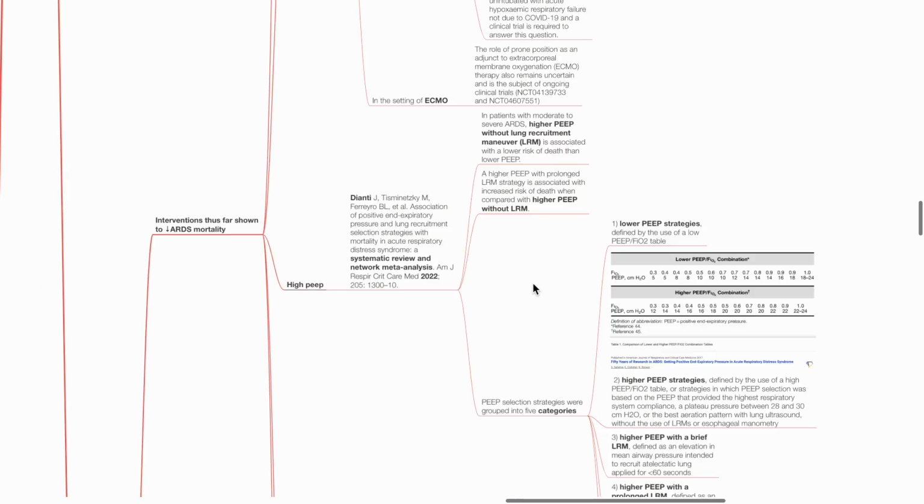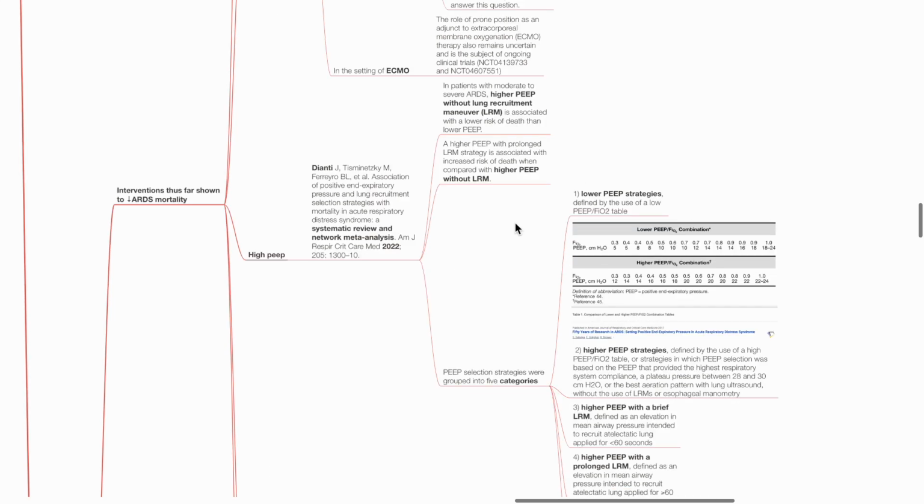A systematic review and network meta-analysis in 2022 by Dianti et al. has shown that in patients with moderate to severe ARDS, higher PEEP without lung recruitment maneuver is associated with a lower risk of death than lower PEEP, and a higher PEEP with prolonged lung recruitment maneuver strategy is associated with increased risk of death when compared with higher PEEP without lung recruitment.